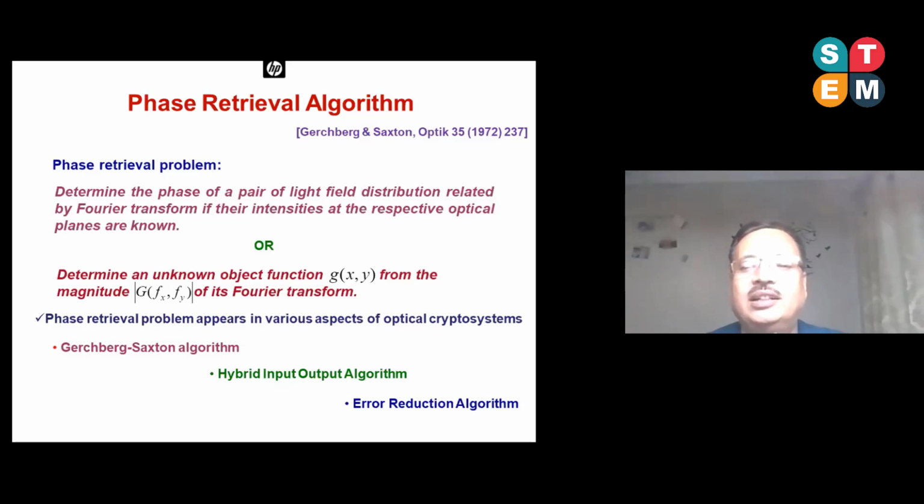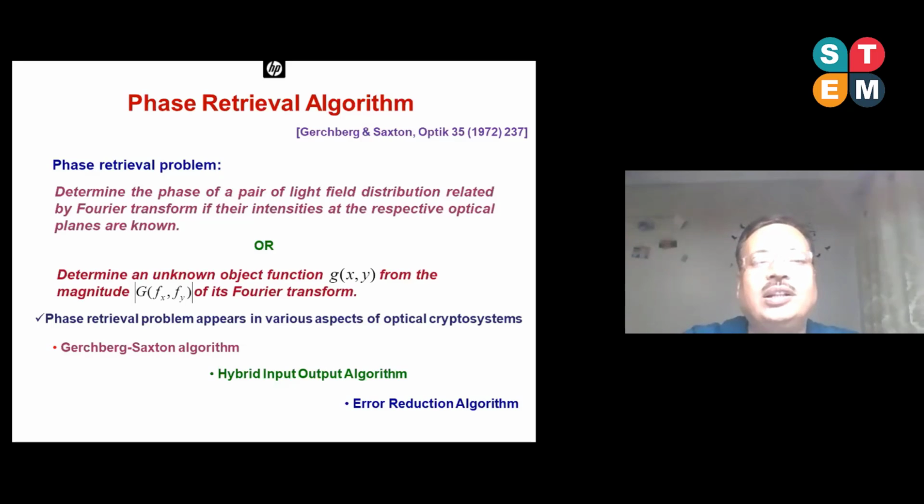This phase retrieval problem has helped in creating various kinds of optical crypto systems. The basic theory was given by Gerchberg and Saxton in 1972, so this is called the Gerchberg-Saxton algorithm. This algorithm has been further extended with the hybrid input-output algorithm as well as the error reduction algorithm, which improves the quality of the image while doing this phase retrieval. So we have combined this phase retrieval algorithm also with the encryption system.